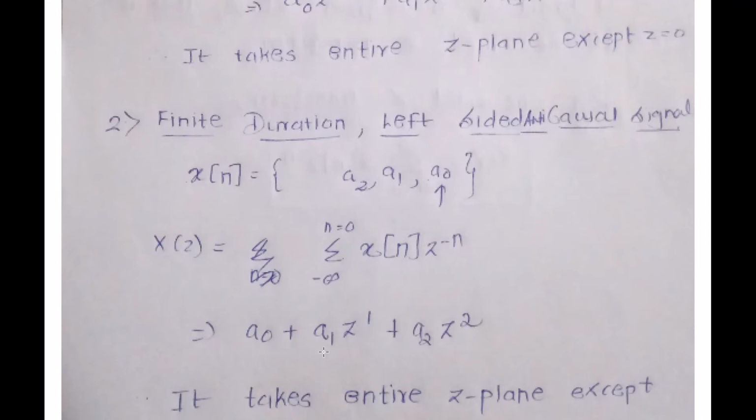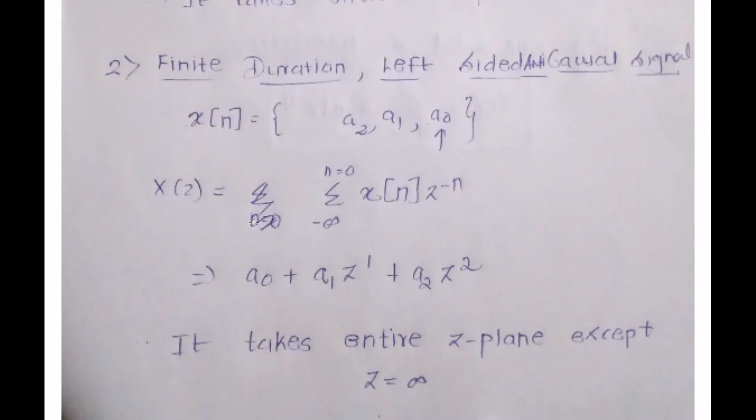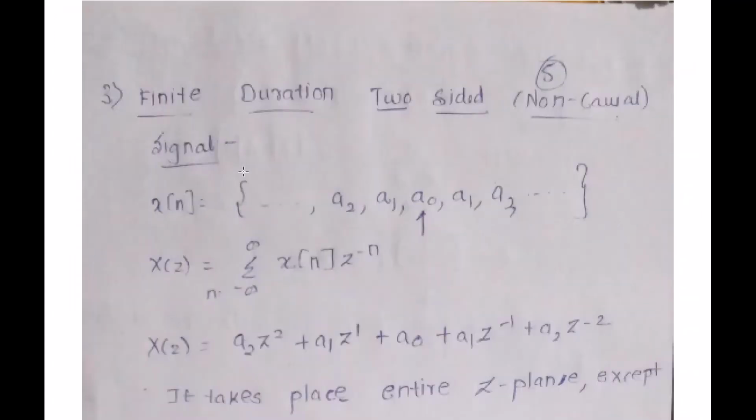in which we have a0, a1 z raised to minus of minus 1, which will be 1, a2 z raised to minus of minus 2, which will be 2. Why is this? Because minus of minus 1 becomes 1, minus of minus 2 becomes 2, since we are towards the left-hand side. Hence I have 0, minus 1, minus 2, and so on. Hence it takes the entire z plane where z equal to infinity is not defined, because if I put infinity over here, my X(z) will become undefined.